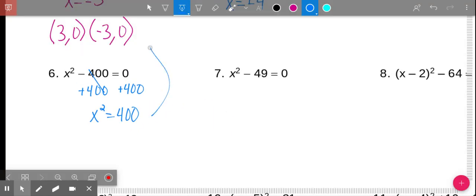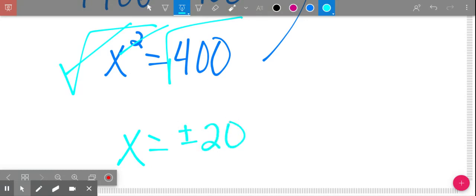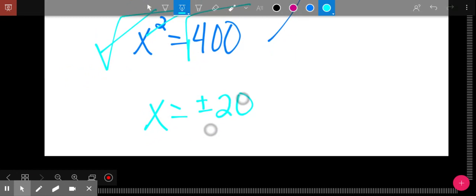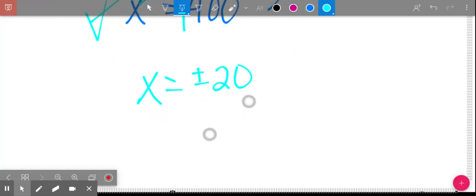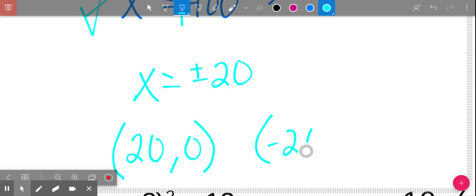Now it turns into just like what we had up here. To get rid of the squared, we're going to take our square root. The square root and the squared cancel each other out, so I'll have x is equal to the square root of 400 is 20, but we don't write it as just 20. We write it as plus or minus 20. So if we were to graph this, our solutions would be (20, 0) and (negative 20, 0).